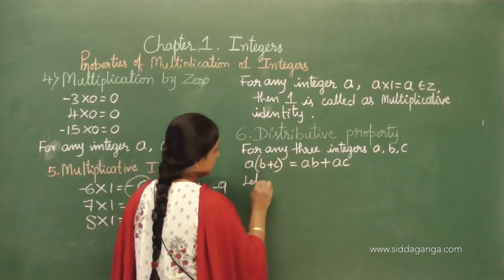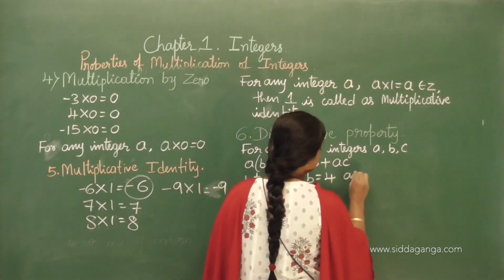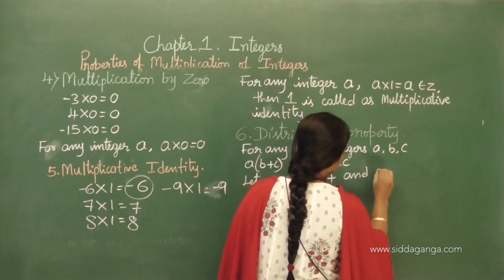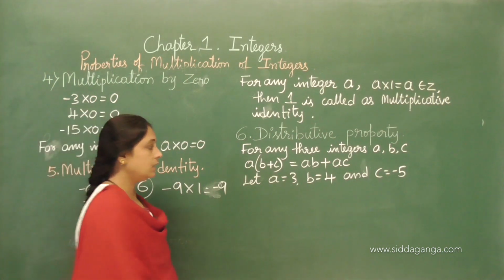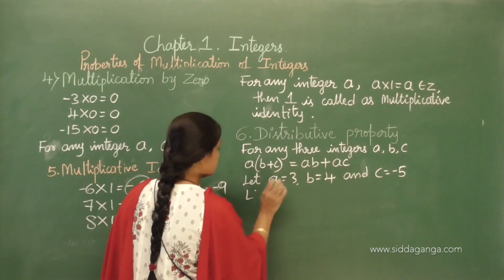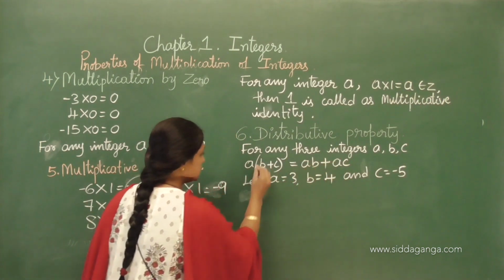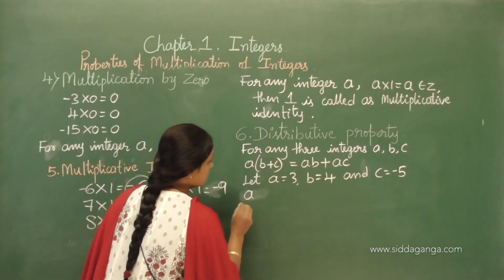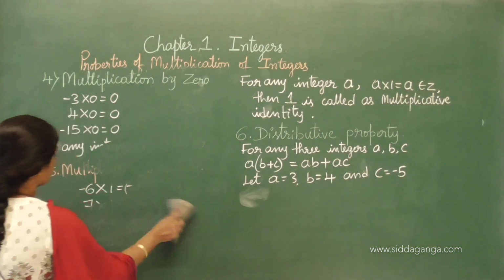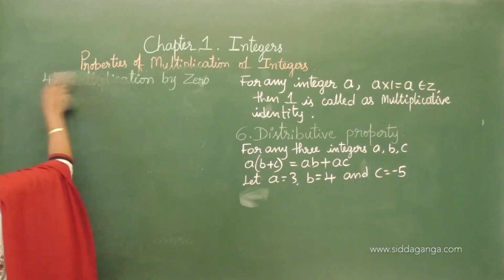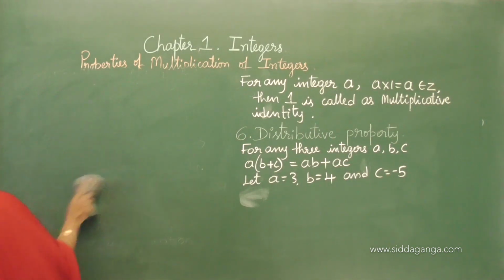Let's consider a is equal to 3, b is equal to 4, and c is equal to -5. Okay, we took positive and negative integers here. The condition is a into (b plus c) is equal to ab plus ac. So check out the left side. What is LHS here? It's a into (b plus c), multiplication over addition.